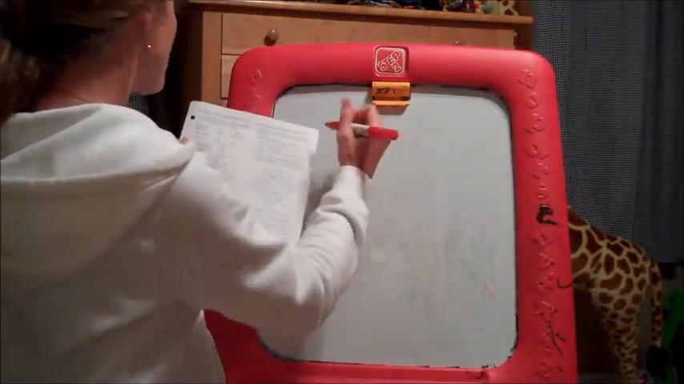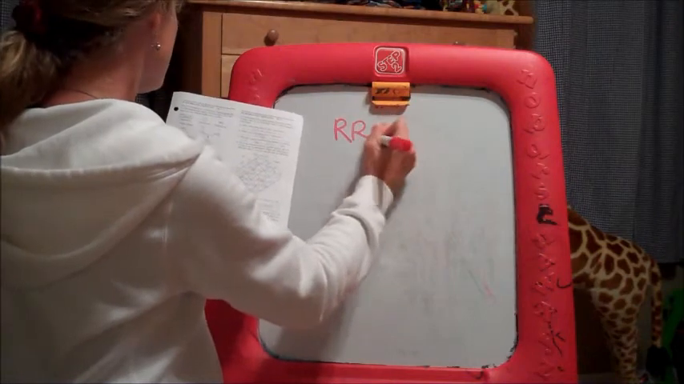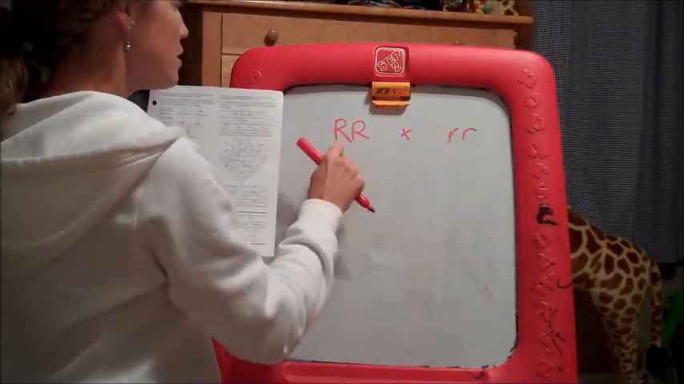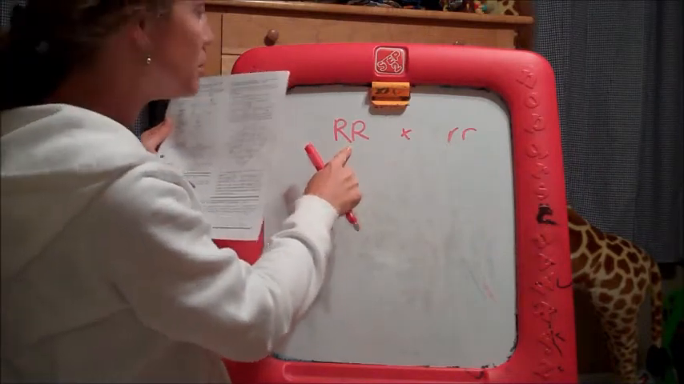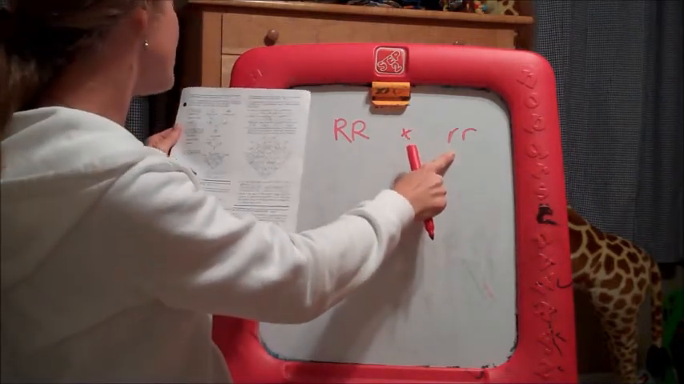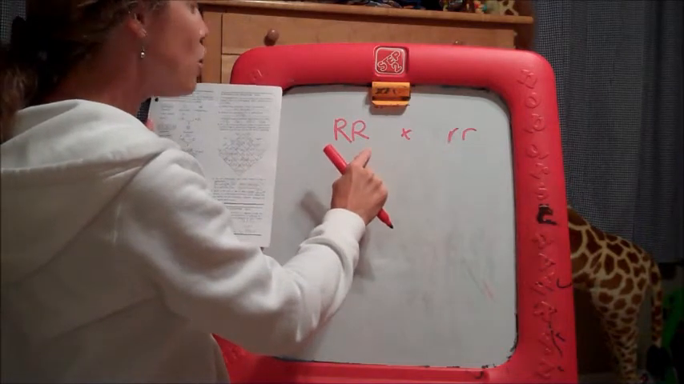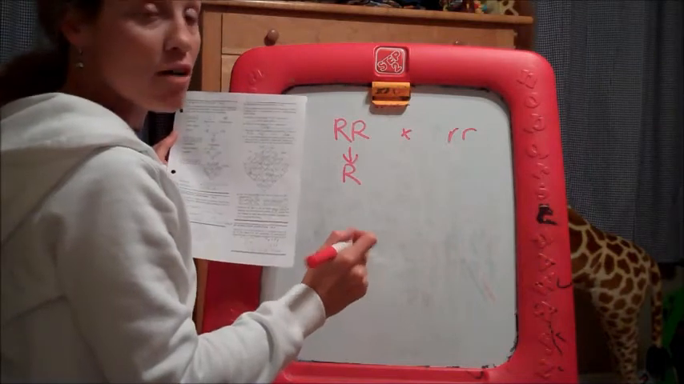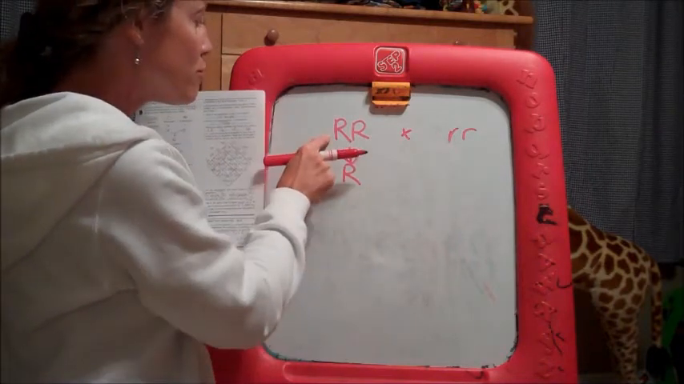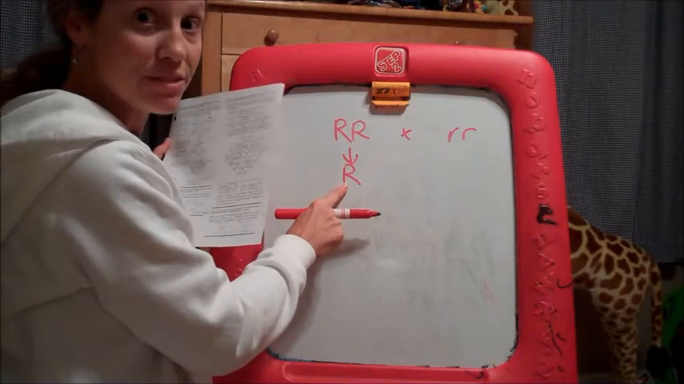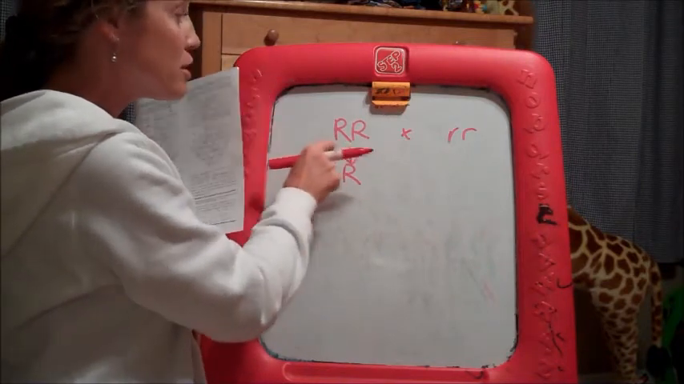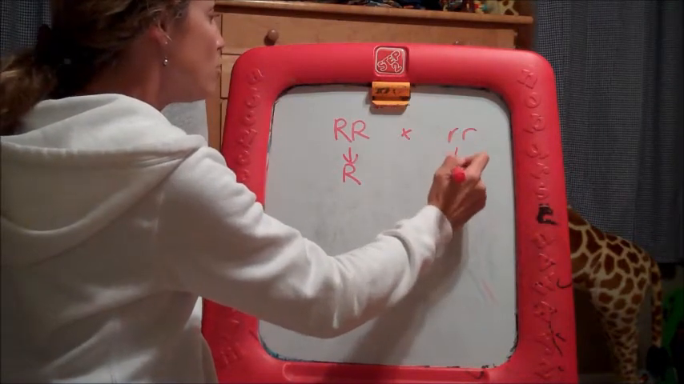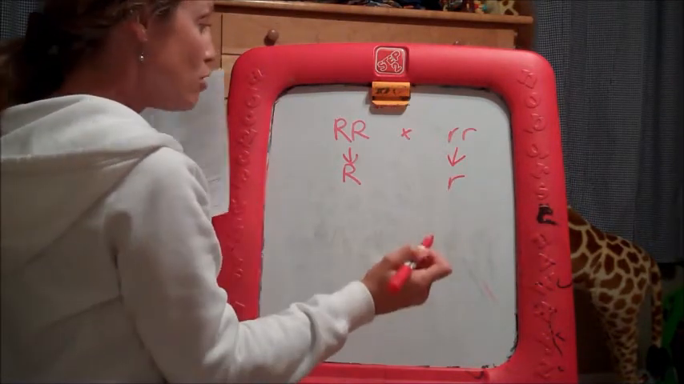So if we've got round crossed with wrinkled, and you're using big R for round because that's the dominant trait, little r for wrinkled because that's recessive, this parent can only give big R to its offspring. So when it makes eggs, if this were female, the eggs have to have a big R in them. They can't have a little r because the parent doesn't have a little r to give. Whereas this plant can only give little r's.